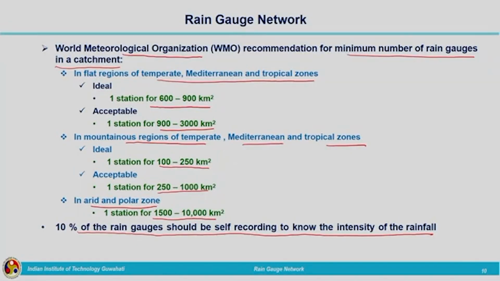Now, the majority of non-recording rain gauges are being replaced by recording rain gauges. So, these are the WMO recommendations related to the minimum number of rain gauges per area of the catchment. Depending on the topographic region, we can choose whichever is required. So, we have seen two methods for calculating the optimal number of rain gauges in a catchment. We need to calculate this by using this formula.